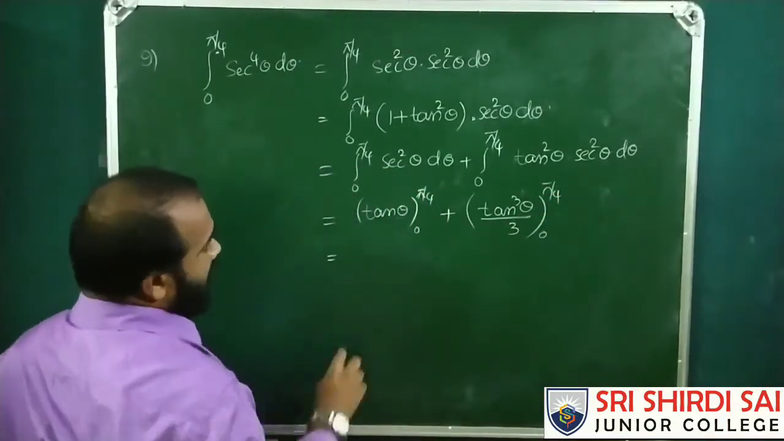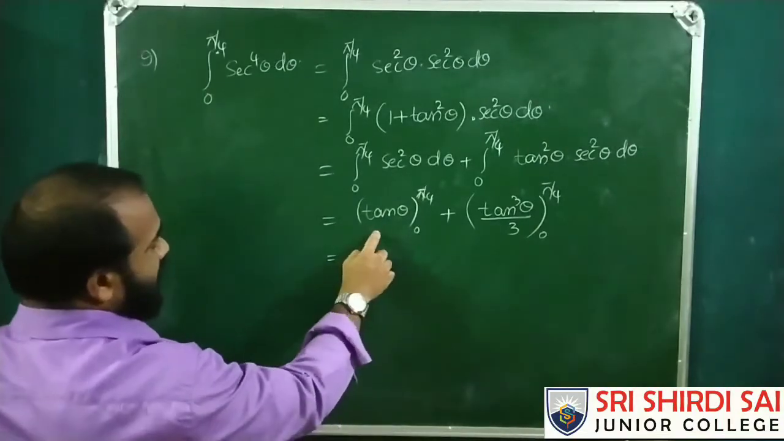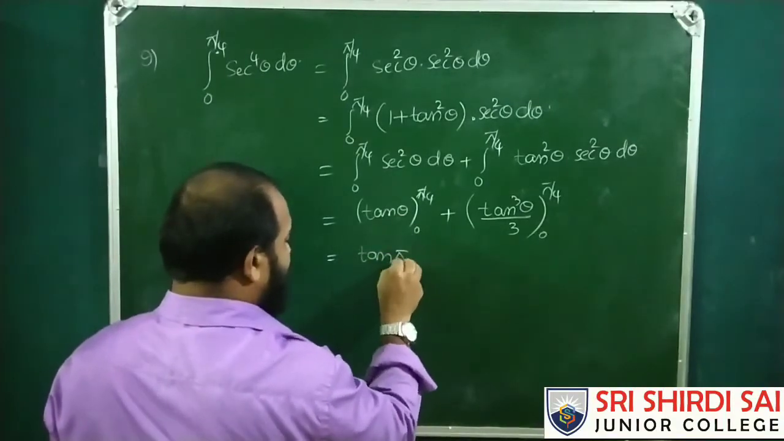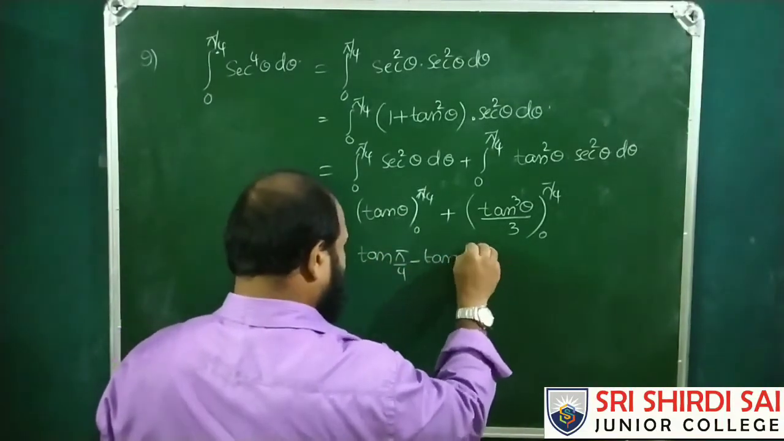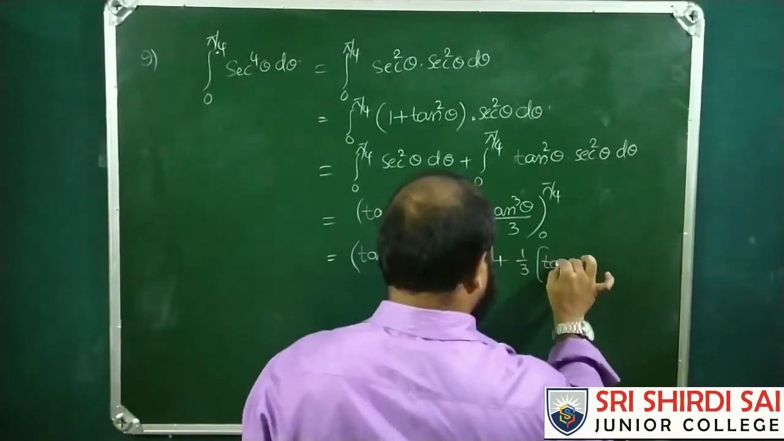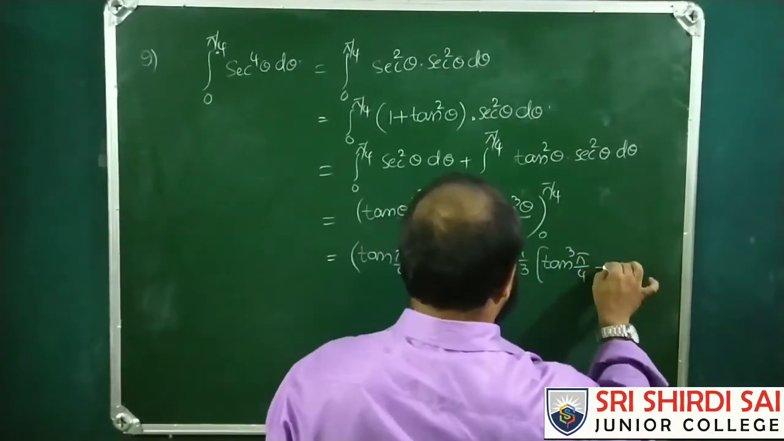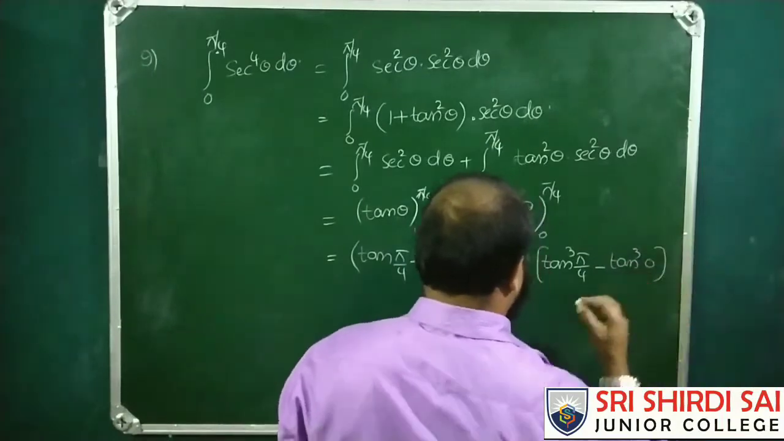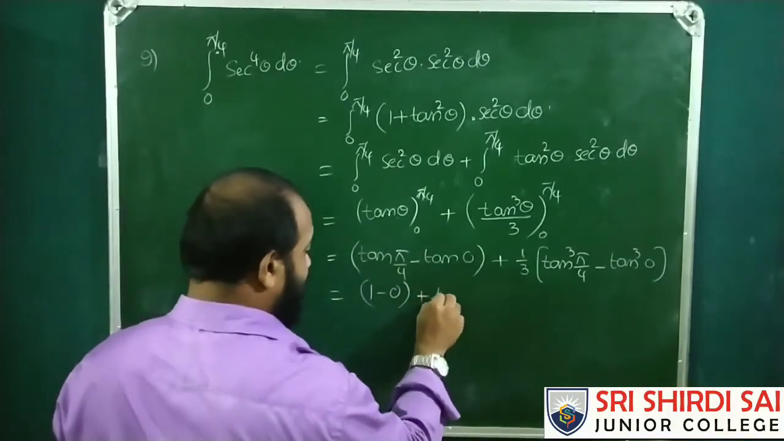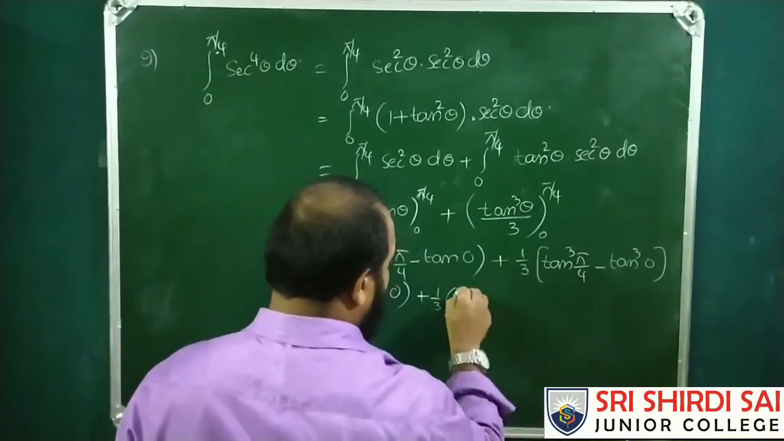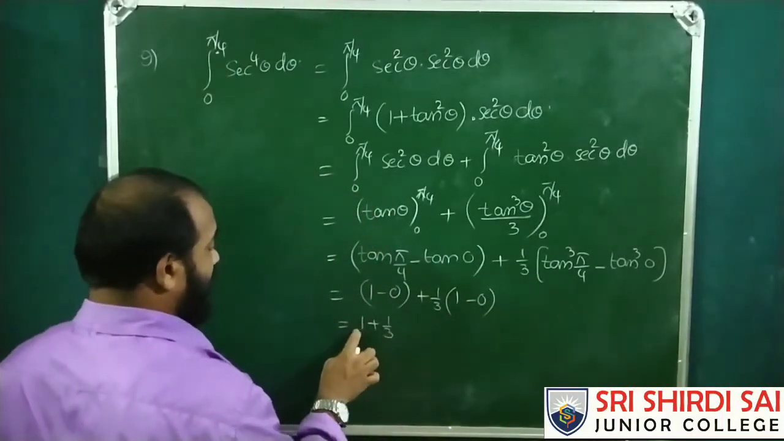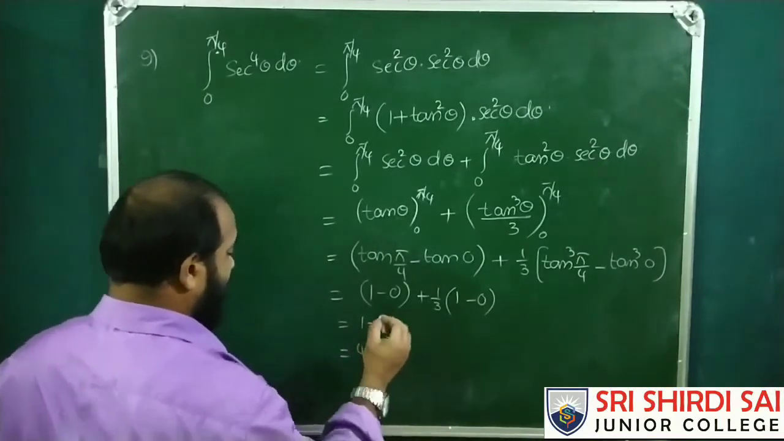So the tan theta value is tan pi by 4 minus tan 0, plus 1 by 3 into tan cube pi by 4 minus tan cube 0. So tan 45 is 1, minus 0, plus 1 by 3 into tan 45 value, which is 1, minus 0. So 1 plus 1 by 3. 3 ones are 3, plus 1, 4 by 3.